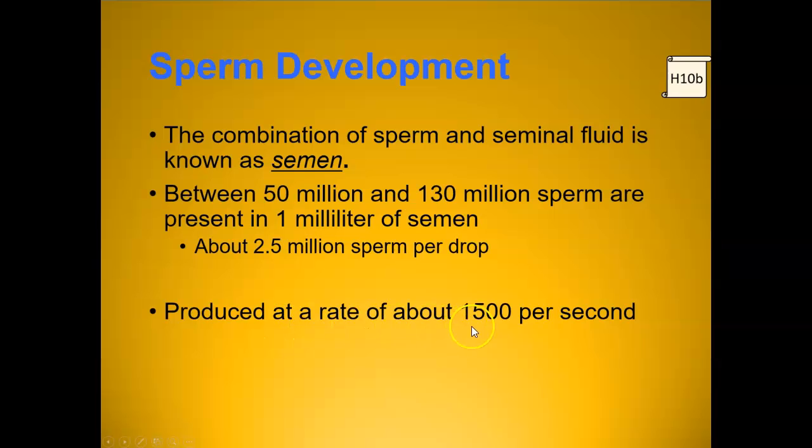It's produced at a rate of about 1,500 sperm per second in males once they reach adolescence. The number peaks in their late teens and early 20s, and then slowly starts to taper off as men age. All right. So in an 8-minute class period, if you were sitting there, you'd be producing about 7 million sperm. So that's quite a bit.